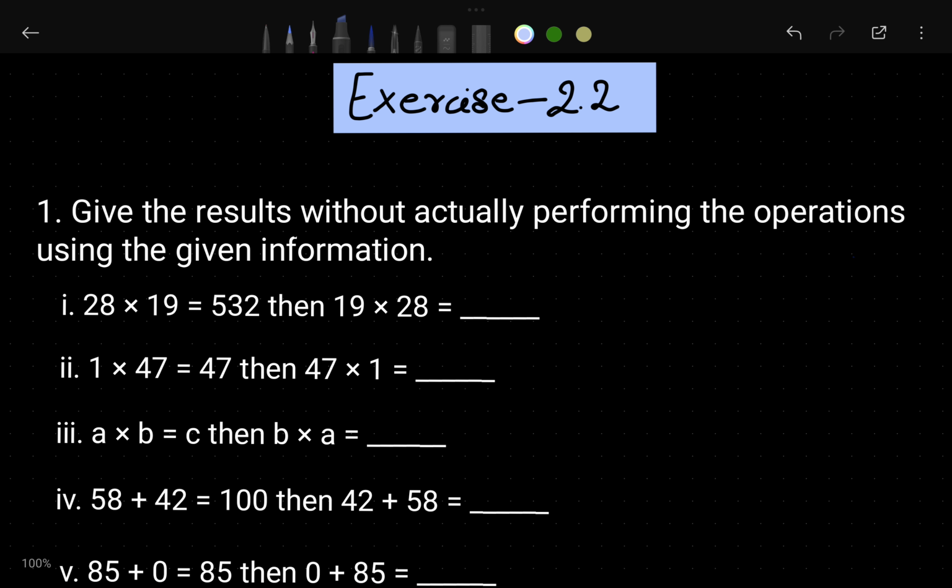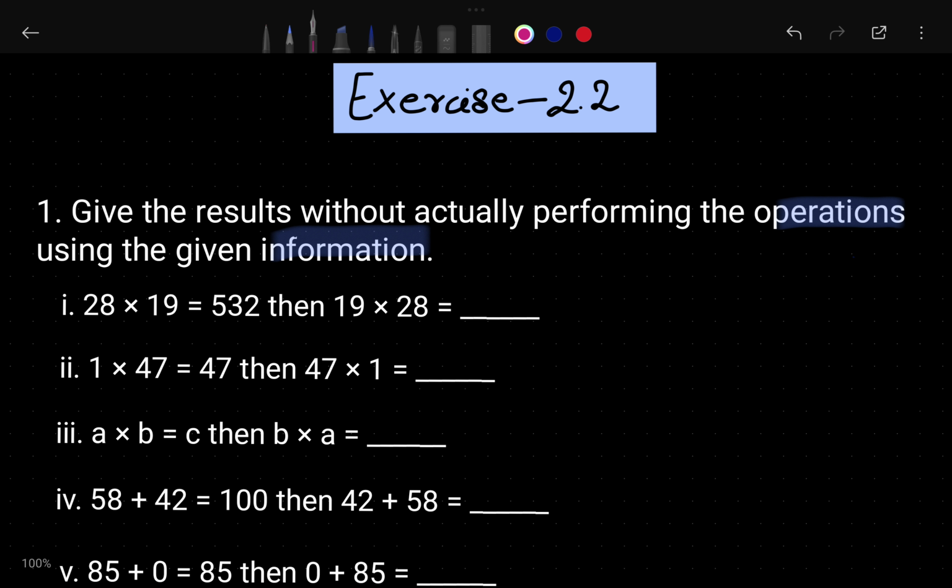The first question is: give the result without actually performing the operation, using the given information. This question is telling us that we don't have to do direct multiplication, like how we do 2 into 2 is 4. We don't have to do such things directly, we have to write the answer. So let's talk about this one and solve it.